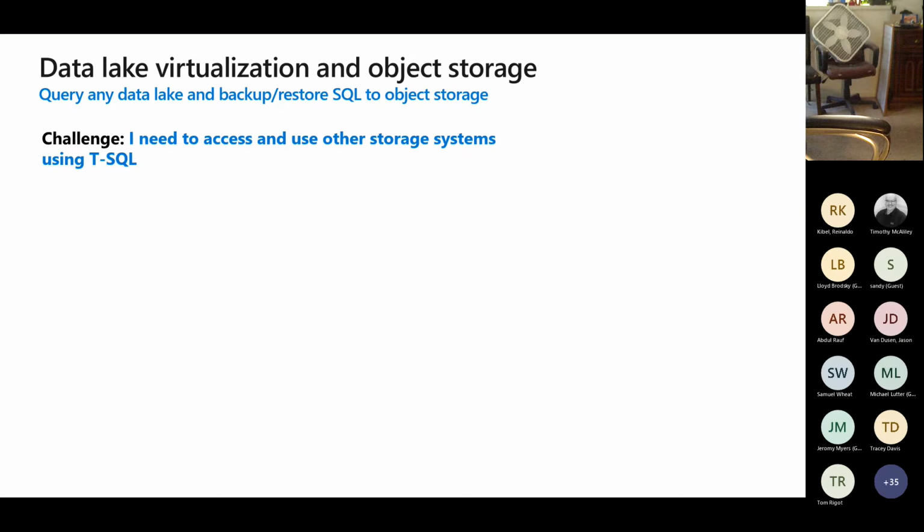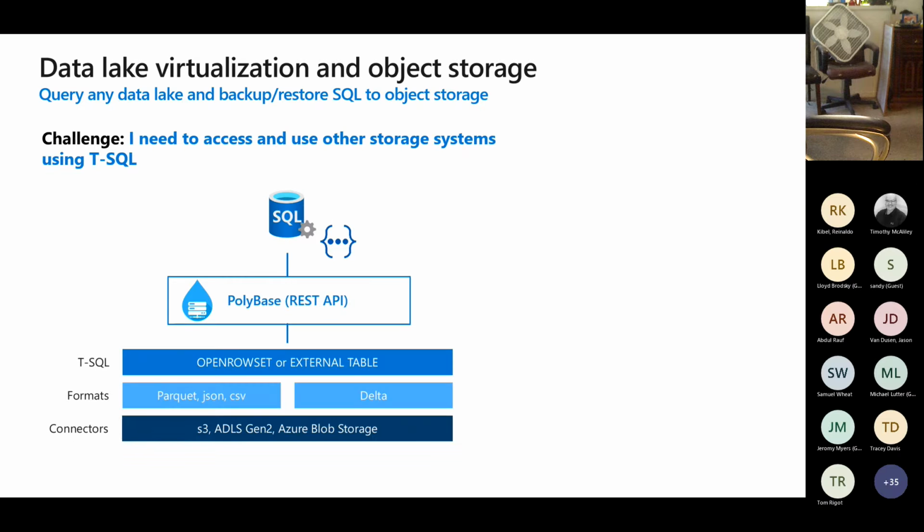So what we've done in SQL 2022 is use the same concept to open rowset and external table, using your native T-SQL language, to access S3 systems via REST APIs. So now if you use an S3 compatible system today for storage, or Azure Data Lake or Azure Blob Storage, we will recognize Parquet, JSON, CSV, and Delta formatted files automatically, allowing you to query those files and just pull the results back to SQL Server.